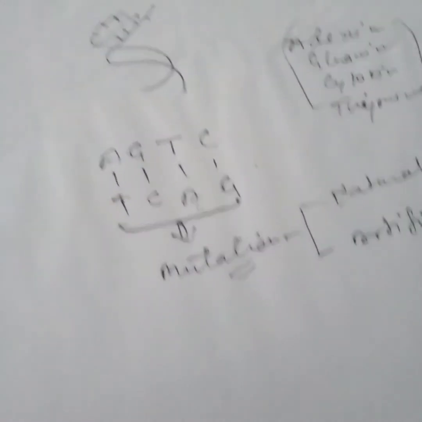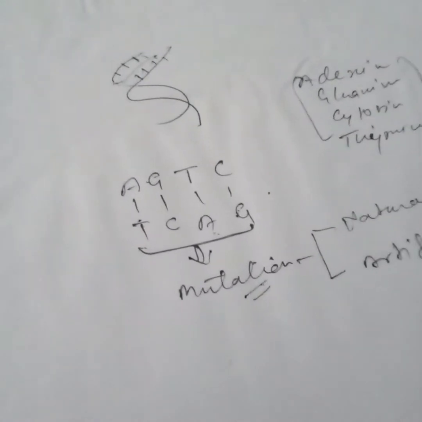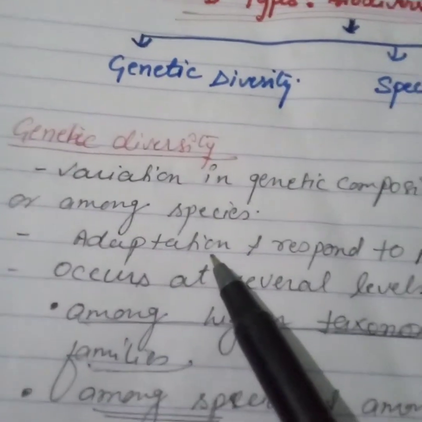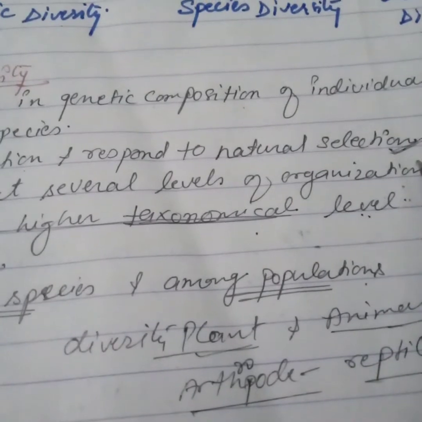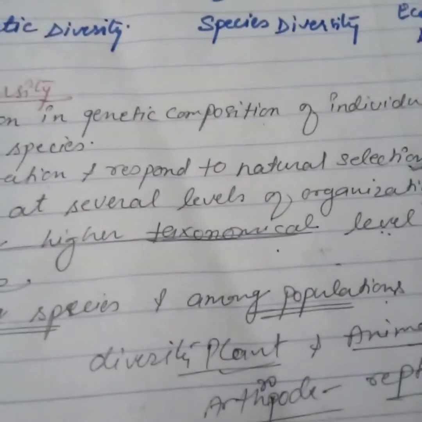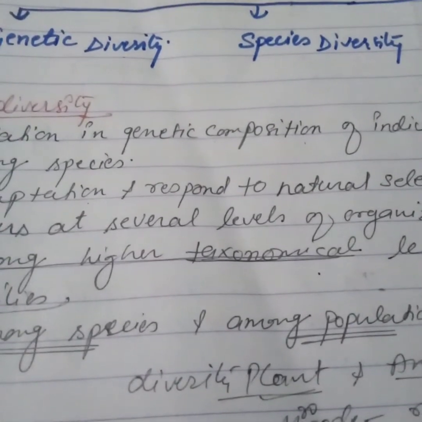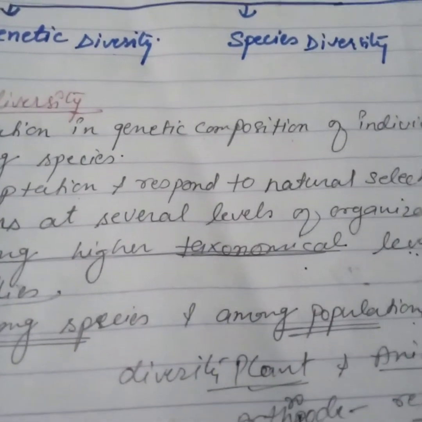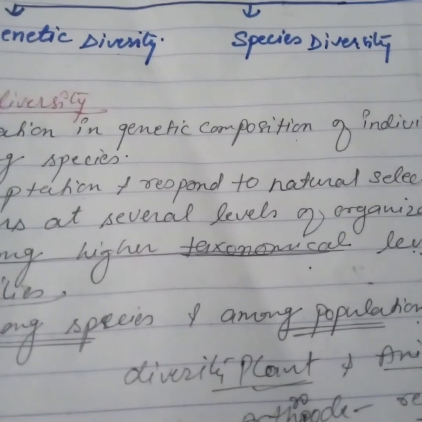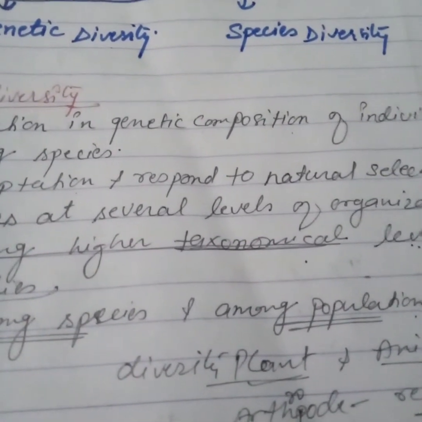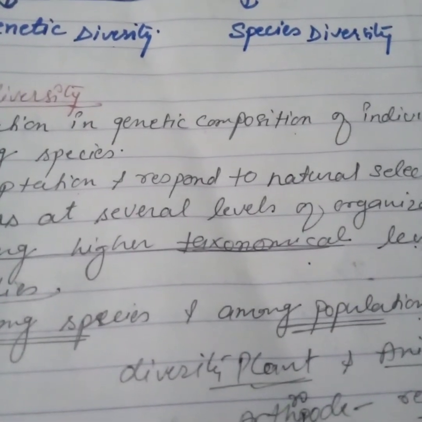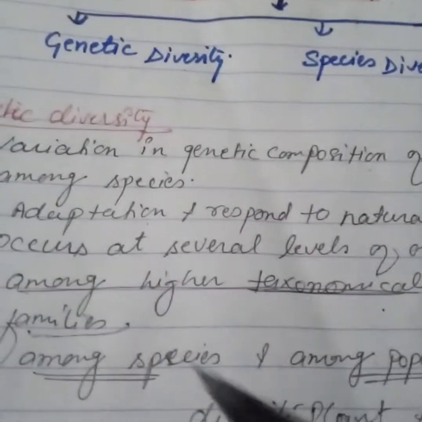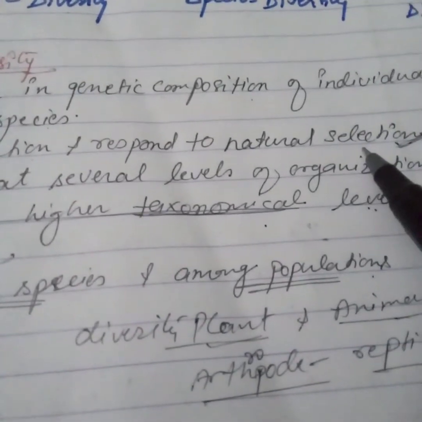Now what is its significance? What is the significance of genetic diversity? It helps the species in adaptation and in responding to natural selection. So if any organism survives in adverse conditions, the changes in the genes will help the organism adapt against environmental stress. So it provides adaptation and response to natural selection.